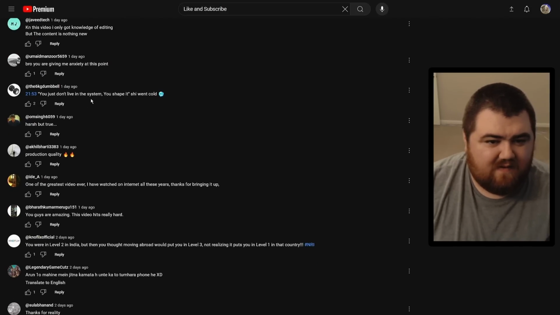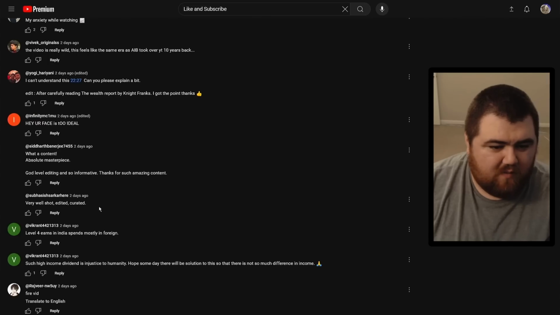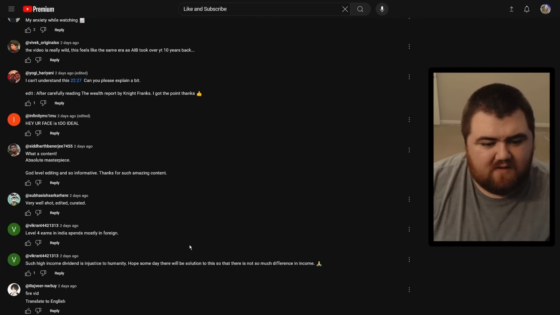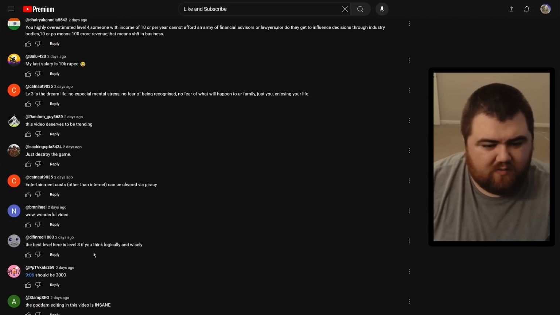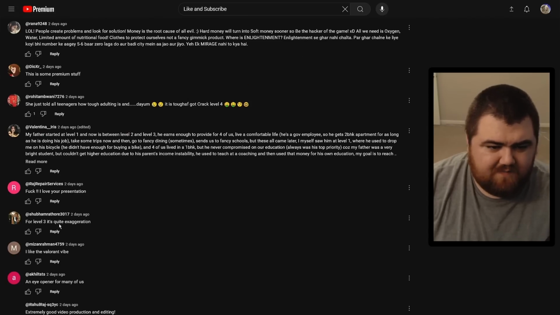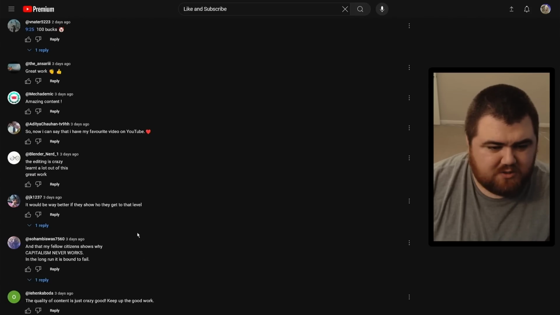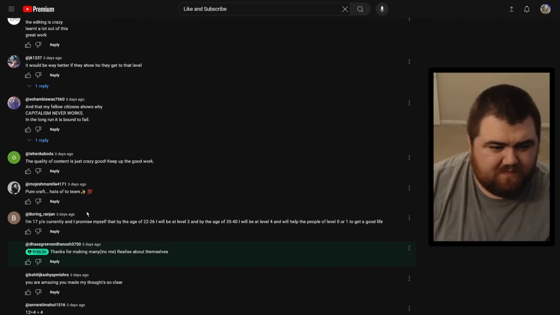You don't just live in the system, you shape it. Shit went cold. Level 4 earns in India, spends mostly in foreign. True. Best level here is level 3 if you think logically and wisely. For level 3, it's quite an exaggeration. It would be way better if they showed how they got to that level.